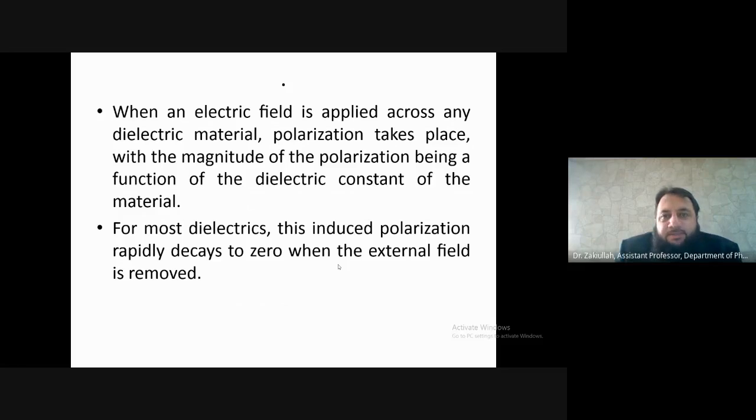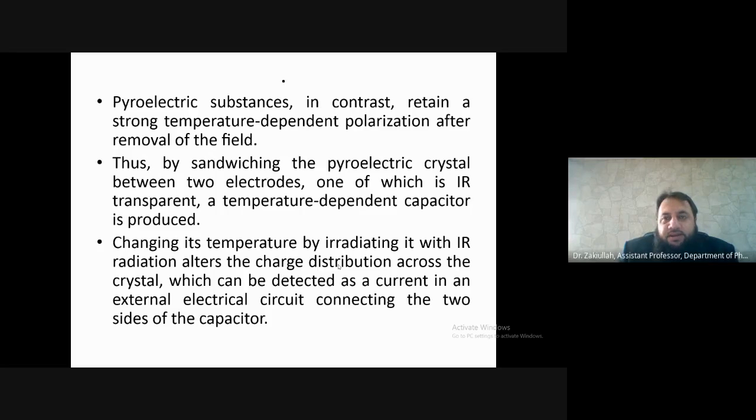When an electric field is applied across any dielectric material, polarization takes place, with the magnitude of the polarization being a function of the dielectric constant of the material. For most dielectrics, this induced polarization rapidly decays to zero when the external field is removed. Pyroelectric substances, in contrast, retain a strong temperature-dependent polarization after removal of the field. That is, even when the field is removed, depending on the temperature, it will retain the current.